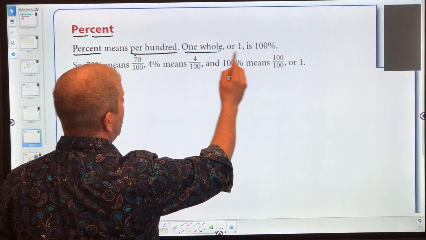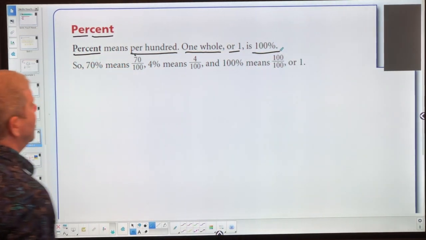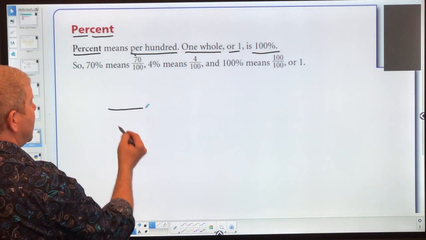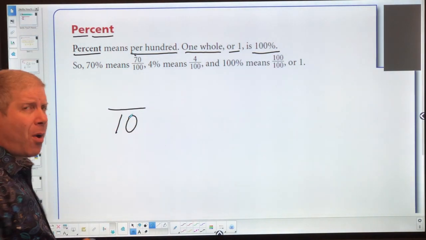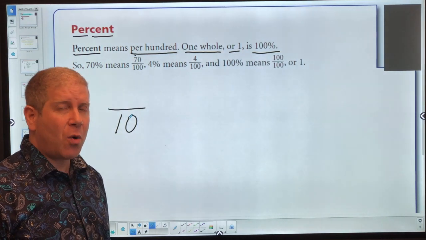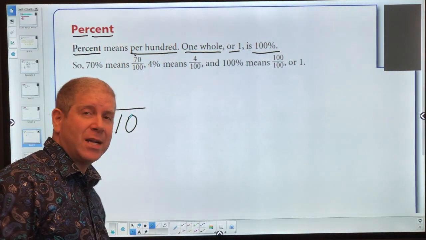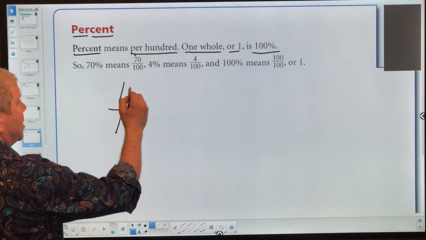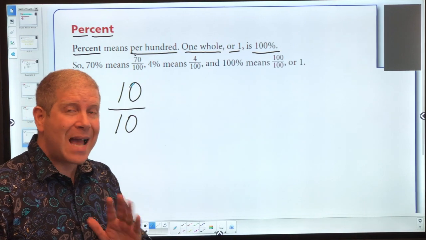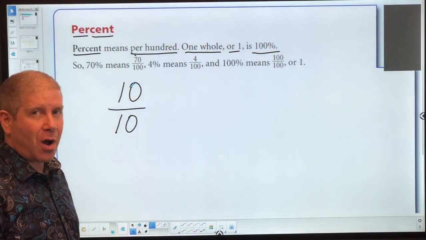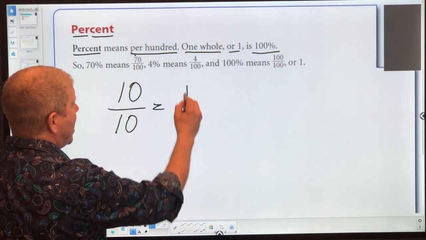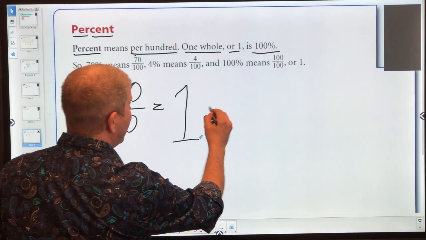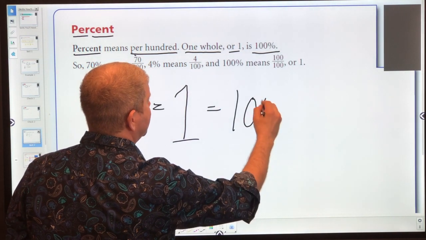Now we talk about one whole, or the number 1, being equal to 100%. We can think of something like pizza. The bottom number of our fraction is always going to be the total number of whatever we are counting. In this case, we're counting slices. If I was quite hungry and I ate all 10 slices, I would put the 10 on the top. That would mean I ate one whole pizza, the whole pizza with 10 slices, and that is equivalent to 100%.